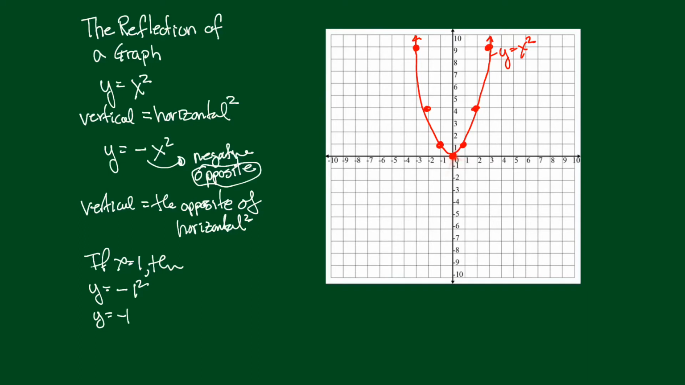So let's start at the origin. Now I'll go over 1. Now I'm making a horizontal of 1. I can go in either direction. But if I go over 1, the basic one I would have gone up, but now this is the opposite. So I'm going to go down. So we're going to go down here.